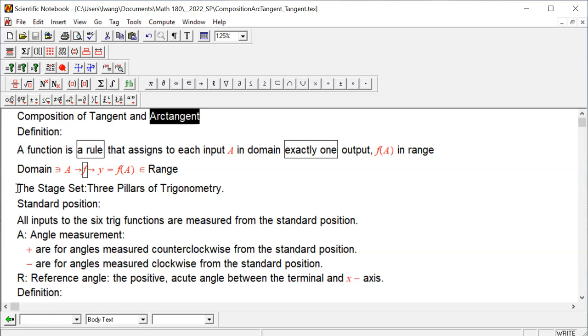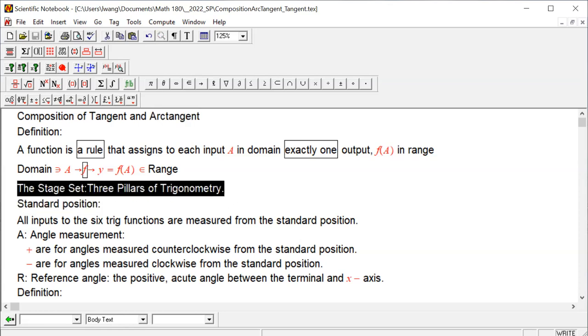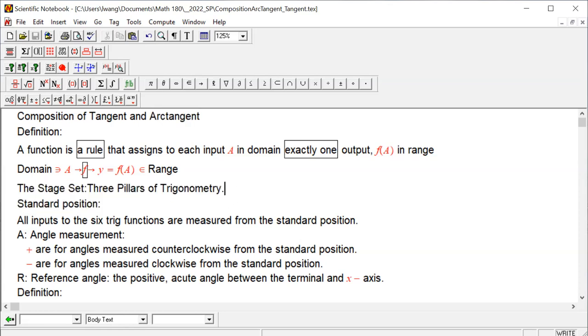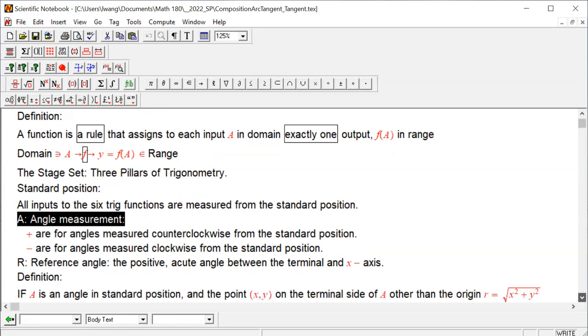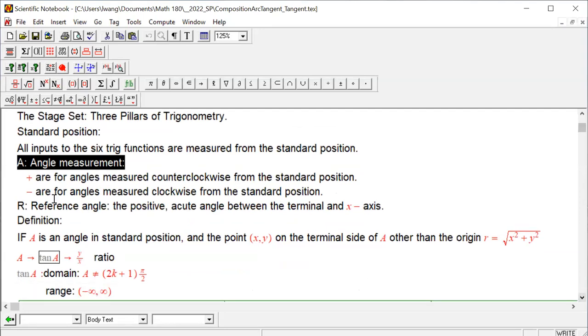So we are doing all of this on the stage set of trigonometry, which is the three pillars, right? Number one, angle measurement: how angles are measured. Counterclockwise is a positive angle. Negative angles are measured clockwise. Reference angles are positive acute angles between the terminal side and the x-axis.